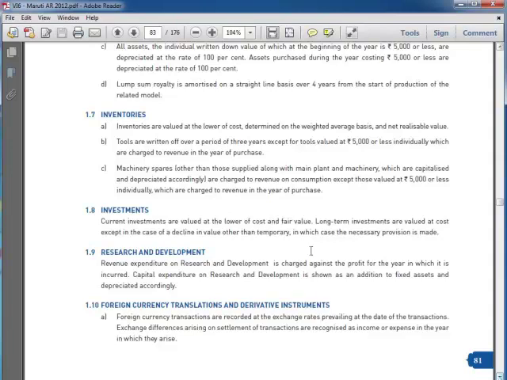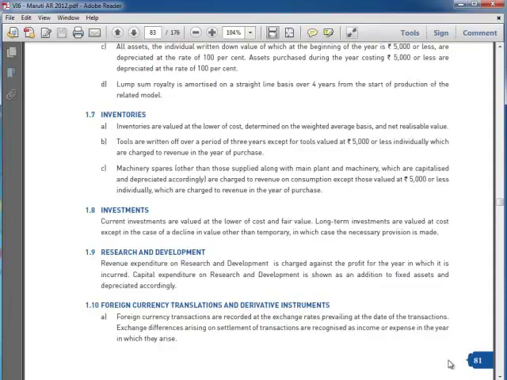Investments, and we have investments are valued at the lower of cost and fair value. Okay. And it tells you how they value the investments. If you value something at cost, it means you value it at what you paid for it. At fair value, it refers to the market value, or what you would get if you were to sell the investment. And then we have research and development, and how they recognize that.